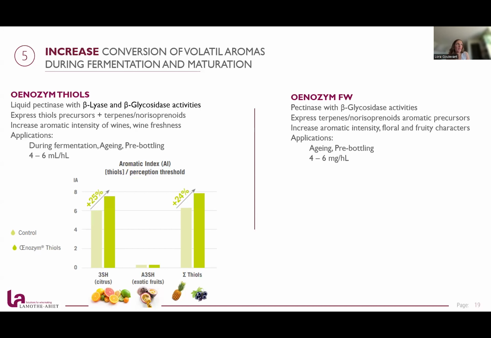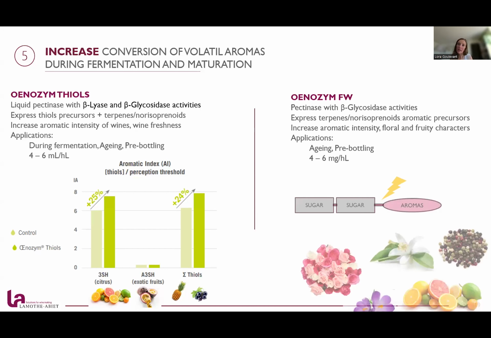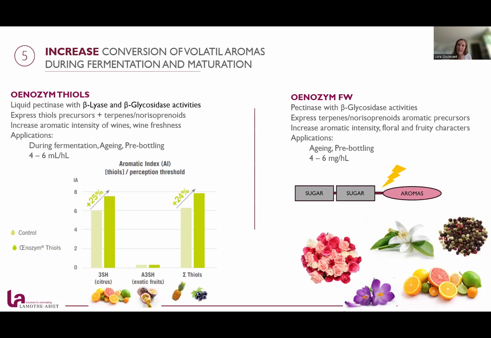reds if you want to develop more spicy aromas or floral aromas, or for grape varieties like Viognier, Gewürztraminer, Chardonnay, Riesling, Muscat. If you want to push the aroma complexity a little bit more, you can use this enzyme during the aging or before bottling to release more aromas from the aromas that are bound to some sugars.